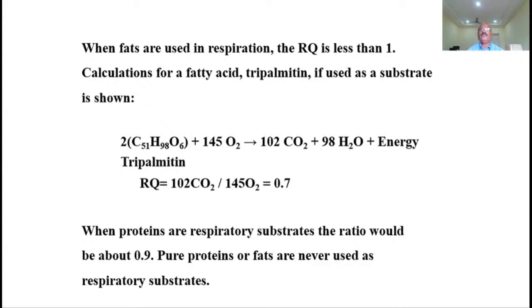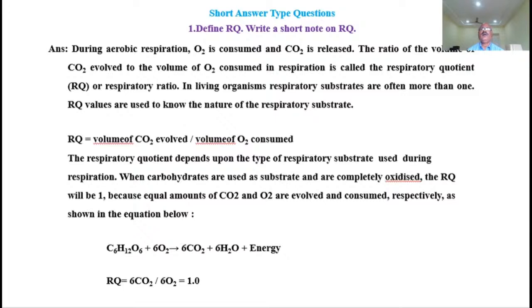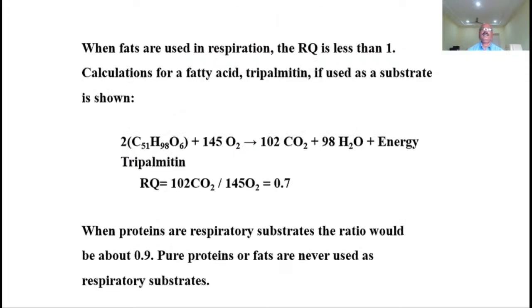Pure proteins or fats are never used as respiratory substrate. So for this question, you have to write this information. So define RQ, write a short note on RQ means, you have to write this information and this one up to here, so that you will get 4 out of 4 marks.